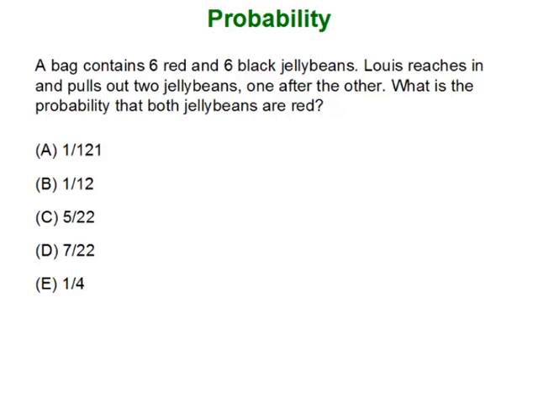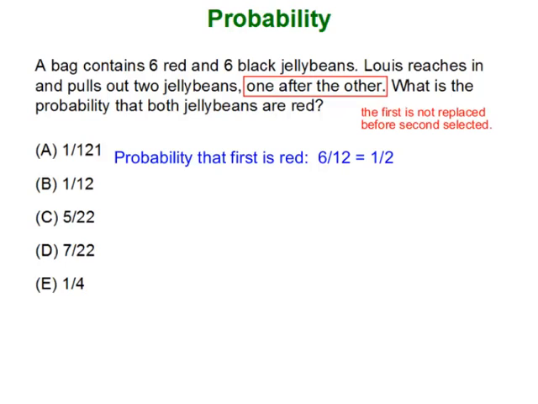All right, selecting jelly beans from a bag. Lewis will reach into a bag that has 12 jelly beans in it. When we think about his chances, or the probability that he pulls out a red jelly bean, on that first selection, the probability is 1/2. Half of the jelly beans are red, and we get that from 6/12. Now here's the twist in this question. At that point, the bag no longer has 12 jelly beans in it. He's taken that first jelly bean out, and we know this because they tell us he reaches in, gets the 2 jelly beans one after the other.